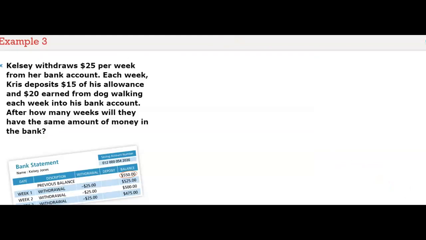Kelsey withdraws $25 per week from her bank account. Each week, Chris deposits $15 of his allowance and $20 earned from dog walking each week into his bank account. After how many weeks will they have the same amount of money in the bank?